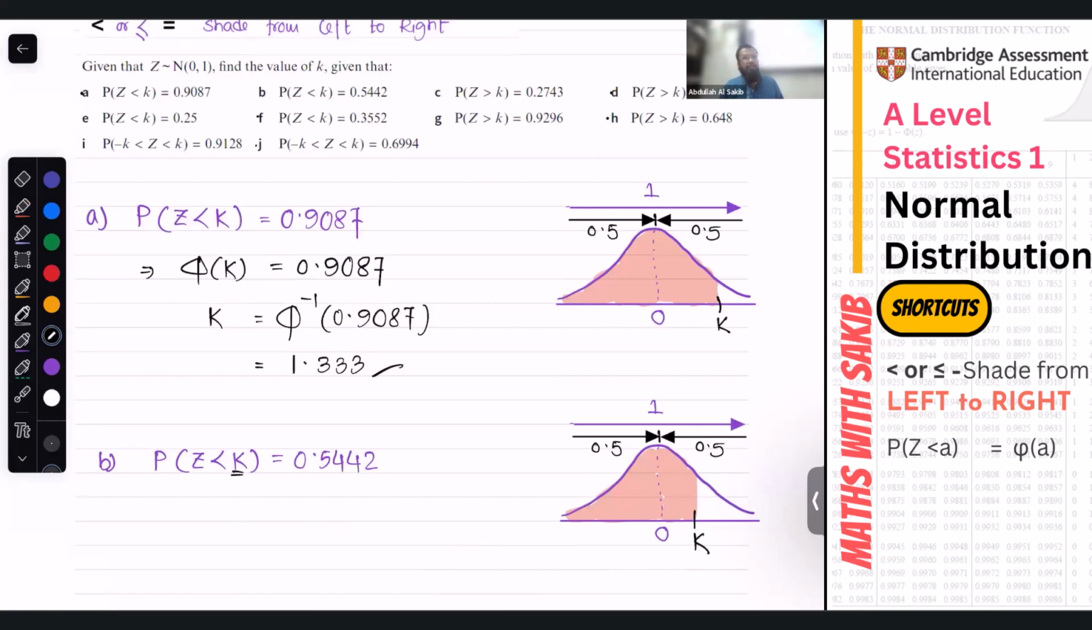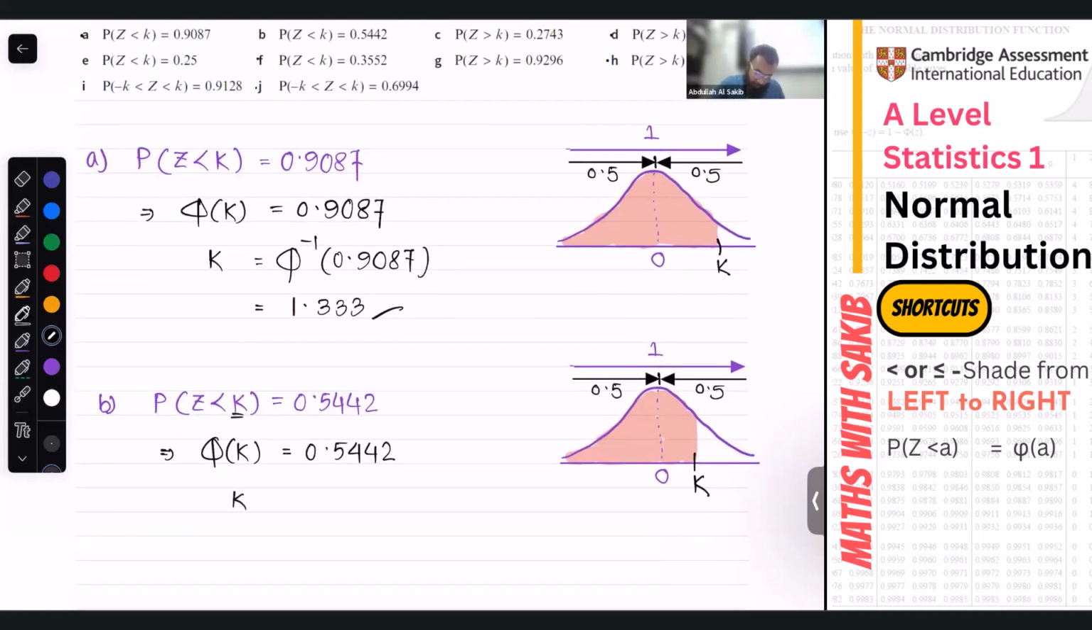Clear, Baba? So now, less than K. So if we use the shortcut, probability of Z is less than K. That means we can write, what we can write? Phi K, louder, phi K. That is 0.5442. Clear? So K will be equal to phi inverse 0.5442.